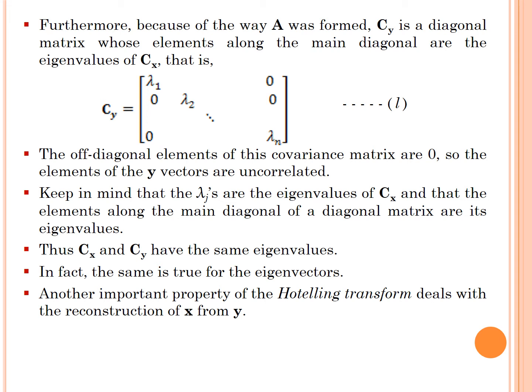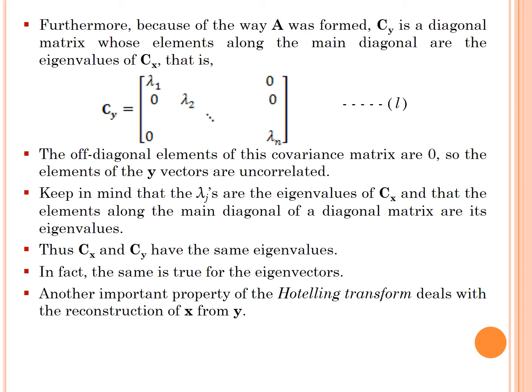Keep in mind that the lambda_j's are the eigenvalues of C_x and that the elements along the main diagonal of a diagonal matrix are its eigenvalues. Thus, C_x and C_y have the same eigenvalues. In fact, the same is true for the eigenvectors.